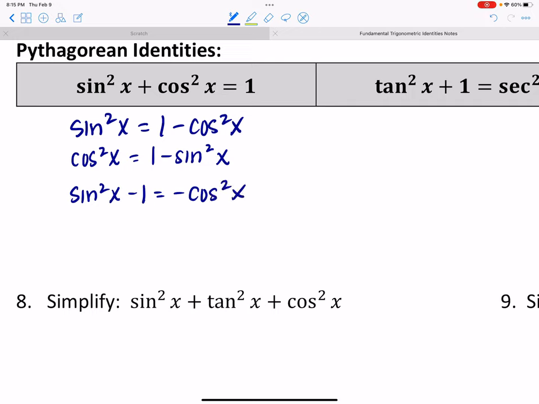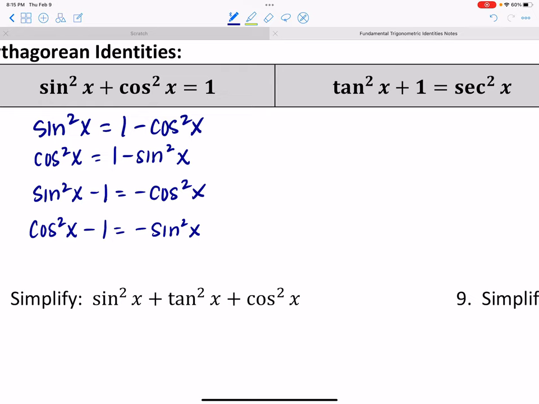Or maybe I leave the cosine squared where it is, and again subtract the 1 over and move the sine squared over, something like this. All four of these are just manipulations of that first one. Alright, so then we have this one, tangent squared of x plus 1 is equal to secant squared of x.